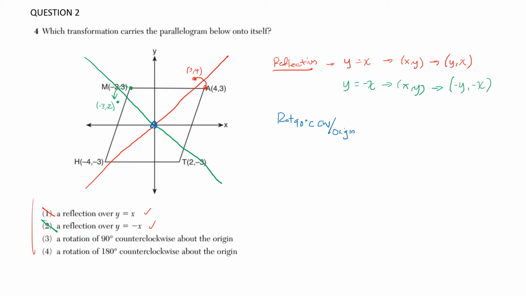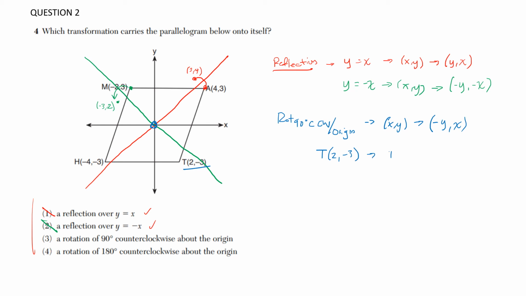We'll say that, about the origin, would take our points x, y and translate them, or map them, into negative y, x. We can see what that looks like, okay? Let's take point t this time. Take point t. So t is originally 2, negative 3.